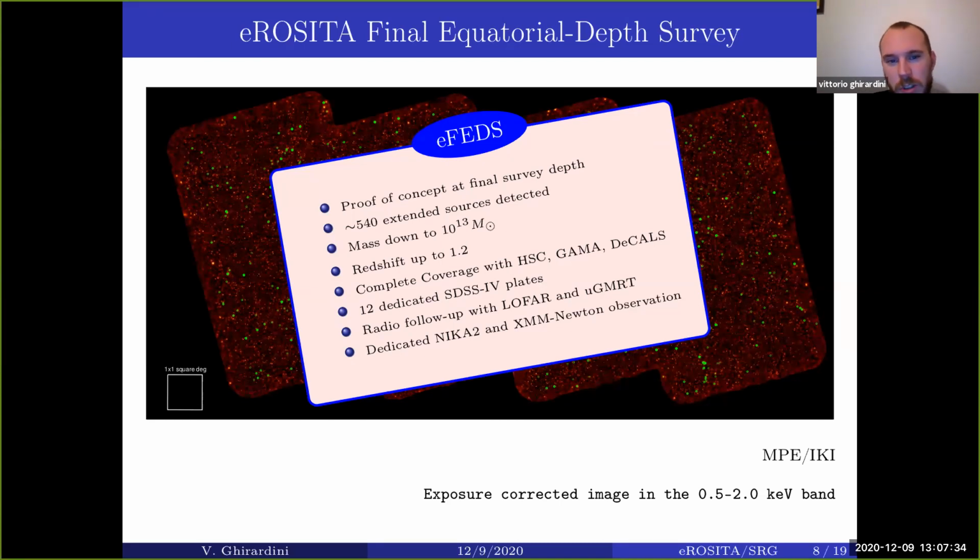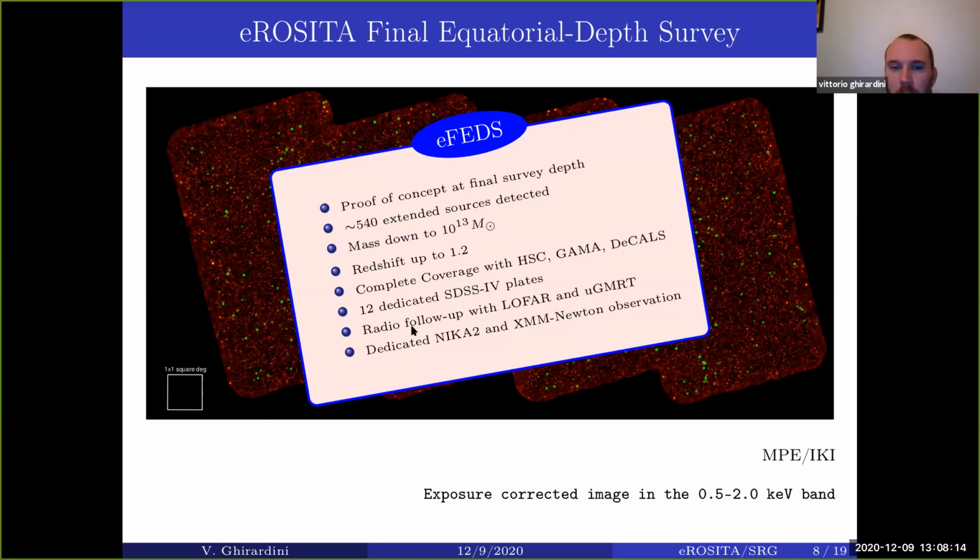This field was also chosen because there is a very good overlap with optical instruments like HSC, GAMA, and DECaLS, and in particular with HSC, which is the Hyper Suprime-Cam on board the Subaru telescope in Hawaii. We have about 90% coverage of this field with HSC, so it's a pretty good coverage. The important use of having HSC is that we will have very good weak lensing masses for basically most of these clusters, and so we will be able to calibrate the scaling relations quite well.